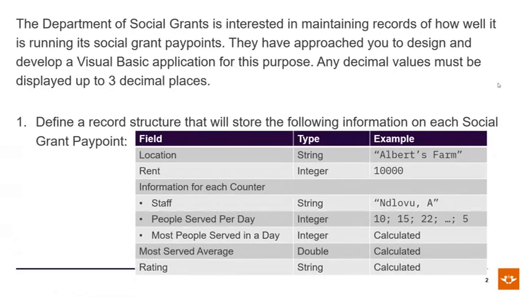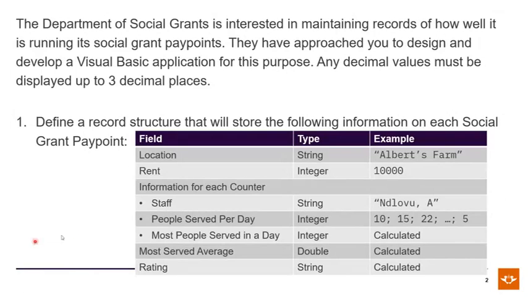The practical will be a previous semester test, and the format will be, question one will be a table that tells you what the record structure is supposed to look like. So in this particular example, it says define a record structure that will store the following information on each social grant pay point.